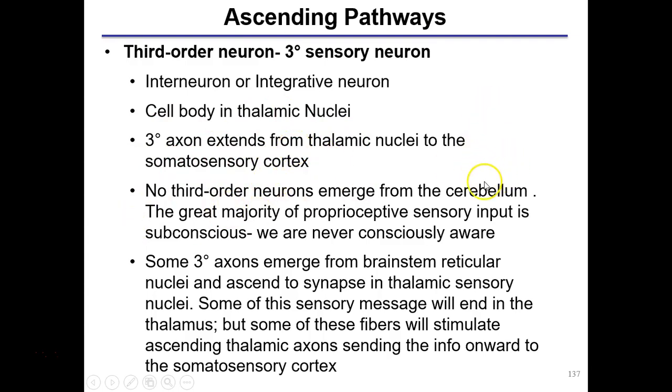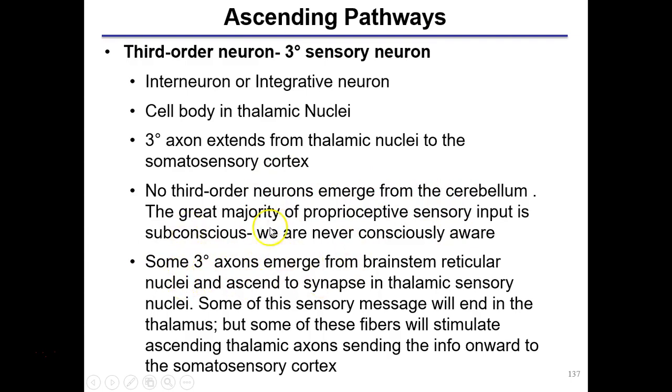If the information is being relayed into the cerebellum, then that information isn't relayed onwards from there. Okay, and the great majority of the proprioceptive sensory input is subconscious. We never are aware of it. There are some proprioceptive signals that are relayed through the dorsal columns, which do reach levels of conscious thought, but much of it we are never consciously aware of. It's dealt with within the cerebellum, and we don't have a conscious awareness of what's going on in the cerebellum.